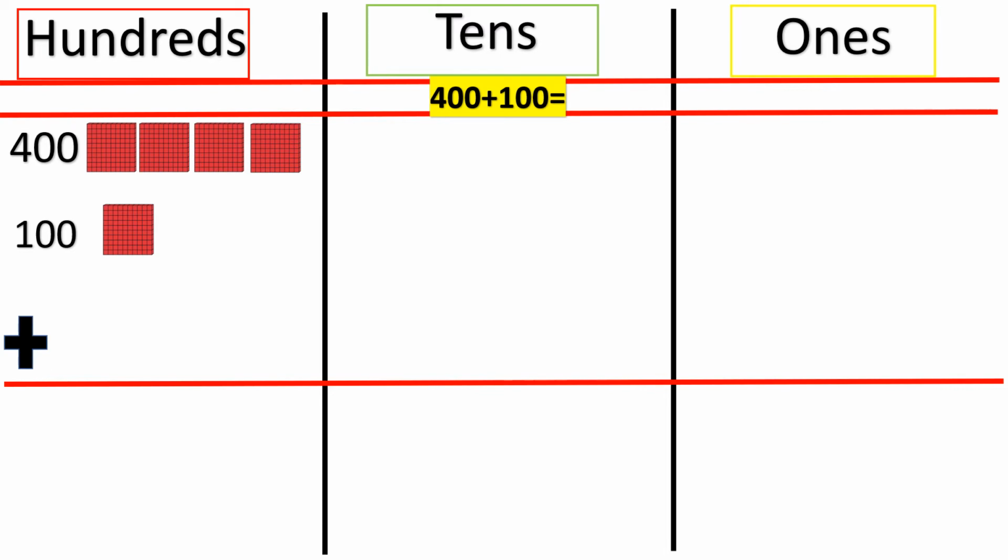Let's get your place value mat ready so you can begin adding your 3-digit numbers. Your addition problem is 400 plus 100. Set up your problem. 400 plus 100.